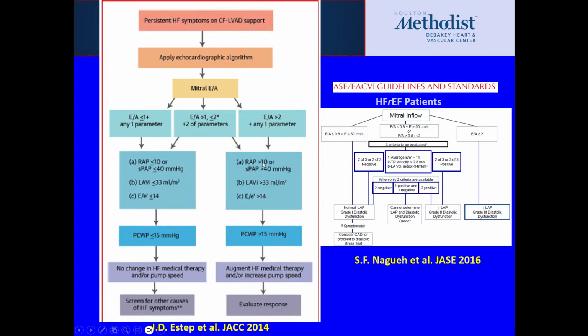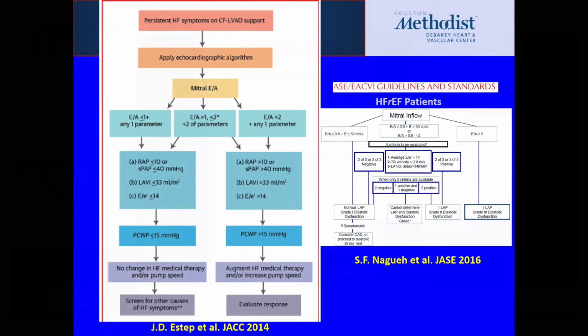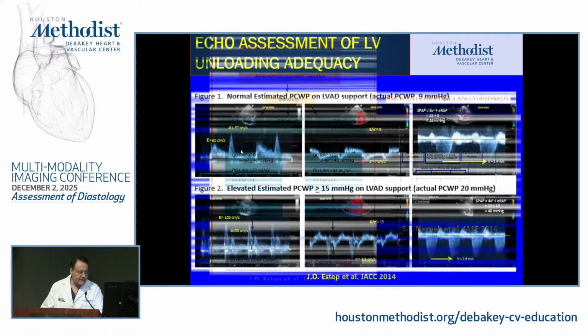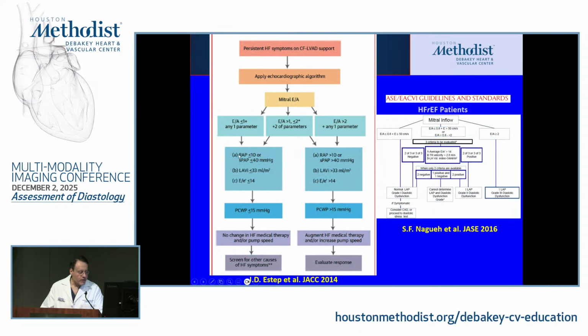If the RAP is more than 10, if the PA systolic is more than 40, if the LA maximum volume index is increased, and if the E to E prime ratio is more than 14. If this is the case, you can say augment medical therapy or increase the pump speed, and you can evaluate the response. If the ratio is at most 1 and you do not see any of these signals indicating a high wedge pressure, then their wedge pressure is likely not more than 15, and you do not need to change therapy from that point of view.